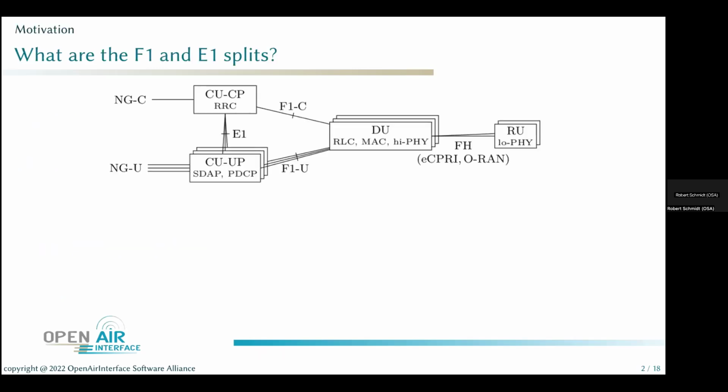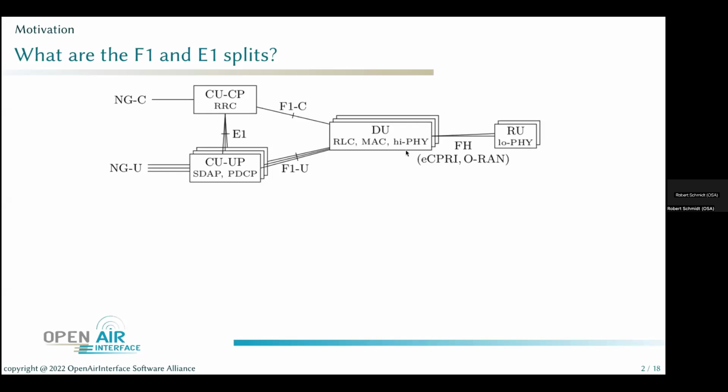So let's start. What are the F1 and E1 splits? I guess most of the people here have seen a figure that looks something like this. Basically what this shows is a gNB that is split into the CUCP that basically hosts the RRC, and it is connected via the E1 interface to the CUUP, which basically is the user plane part. CP is control plane, so the centralized unit has a control plane and a user plane part. And then we have the DU, the distributed unit that hosts the RLC, the MAC, and the high PHY.